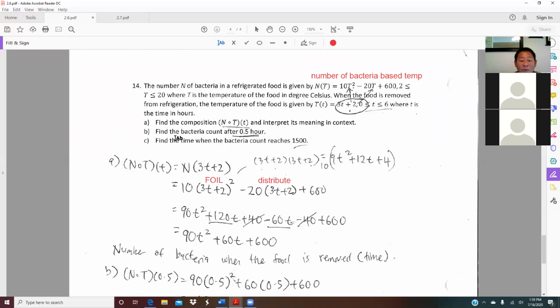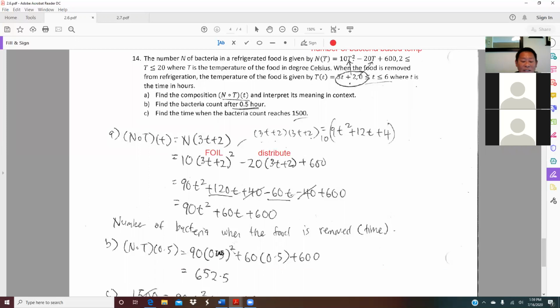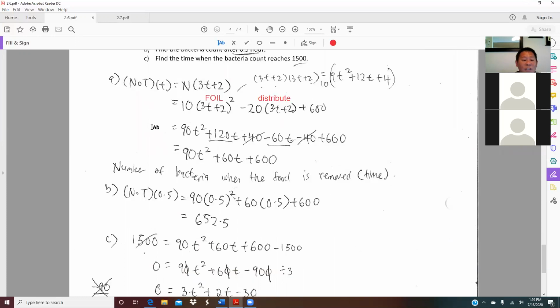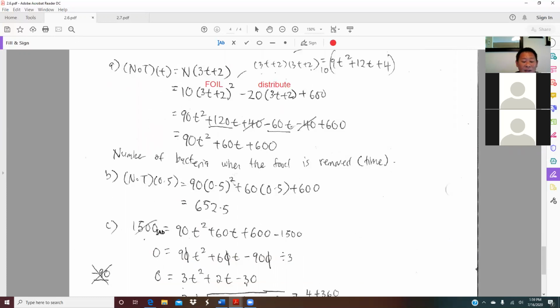And then the next one is find the bacteria after half hour. So you just substitute your t to become 0.5 on this new equation you find, and you get your answer here. And then next, find the time for bacteria to reach 1500. So now you just plug N(T(t)) to become 1500, and you try to solve for t here.